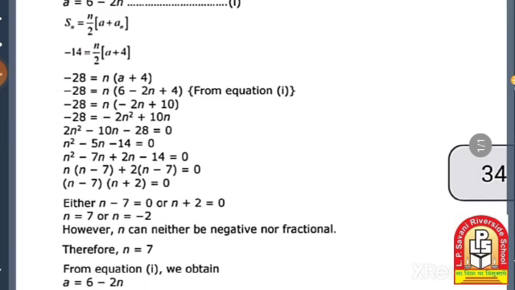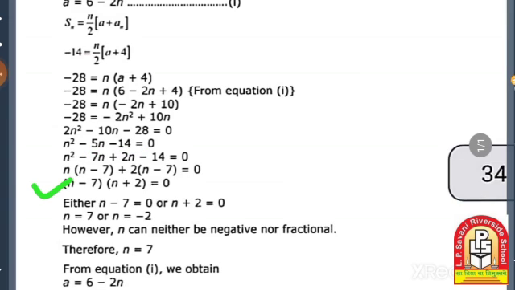So n square minus 5n minus 14, that is n square minus 7n plus 2n minus 14. So n into n minus 7 and 2 into n minus 7, we get n minus 7 times n plus 2. This is the simple factorization method of solving an equation like this. For n square minus 5n minus 14, we split the 5n using the factors of 14, identifying the factors whose combination gives 5n.